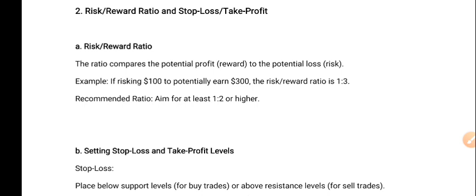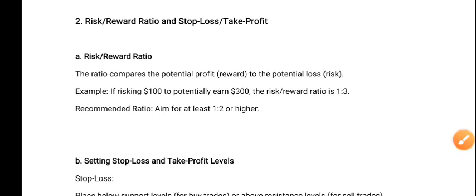Let me say you have a $1,000 account and you are risking $100 out of that $1,000 to potentially earn $300. The risk to reward ratio is 1:3. Because you are risking $100, if you multiply 100 by 3 it is 300. So if you lose that trade, your loss is $100, but if you gain in that trade, it is $300.